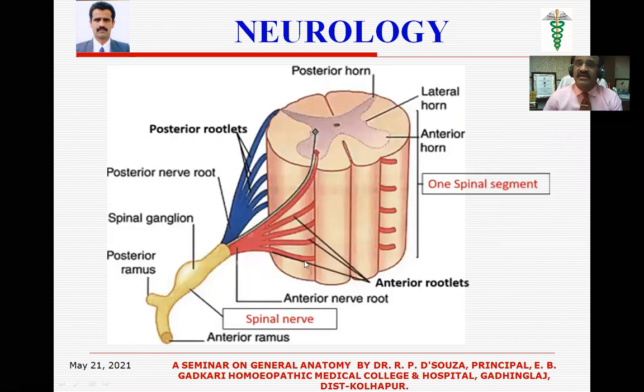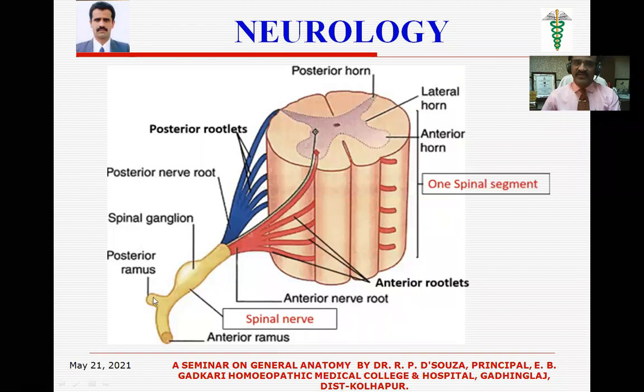Here you can see the spinal cord, shown as one segment. In one segment you can see inside the gray matter of the spinal cord, and the white matter, and from the gray matter you can see two nerve roots getting attached: posterior rootlets and anterior rootlets. Rootlets get converted into roots. So anterior nerve root, posterior nerve root. Anterior means ventral, posterior means dorsal. They unite to form a nerve, and this is the actual spinal nerve with a spinal ganglion.